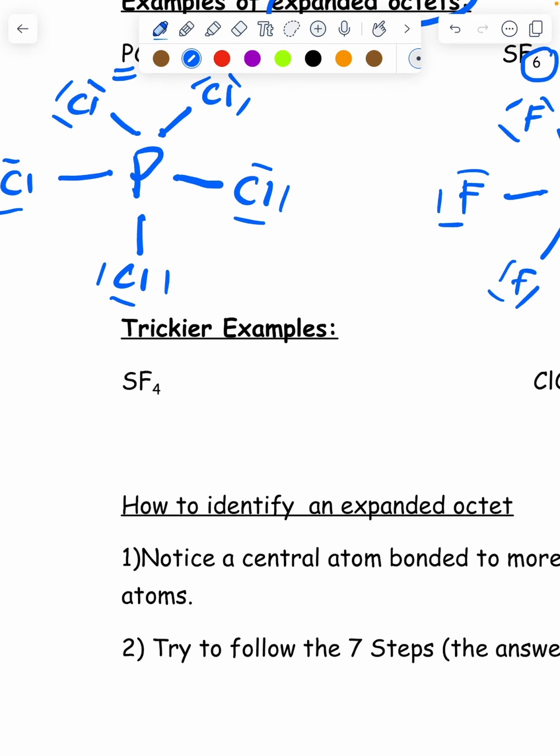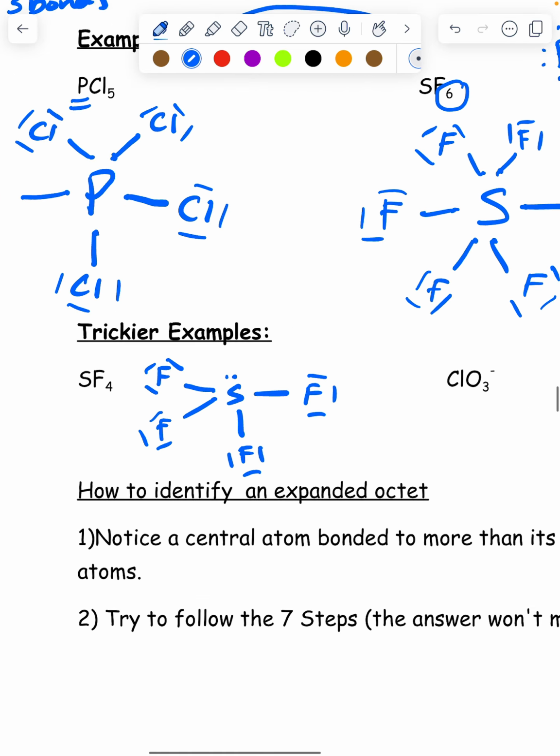If we do SF4, this one might not obviously be an expanded octet, except for sulfur. Typically, we would expect it to make 2 bonds because it has 2 unpaired electrons. But I can see in this example, it's making 4 bonds because it's bonded to 4 fluorines. And so, again, just treat it like before. Every fluorine is going to take 1 electron to make 1 bond. So I took 4 of those electrons, and I leave the other 2 alone as a lone pair on the central atom. And so that's the Lewis structure for SF4.